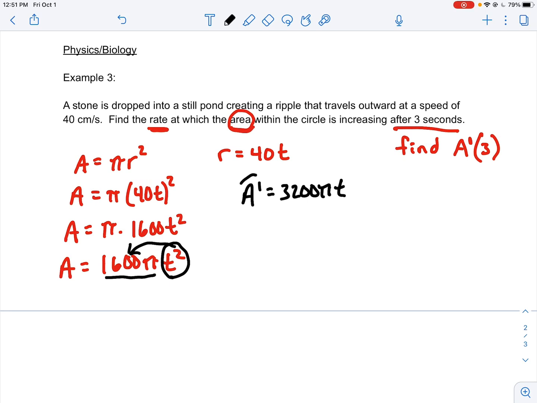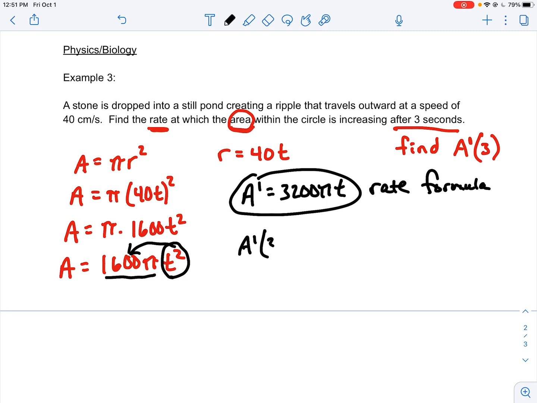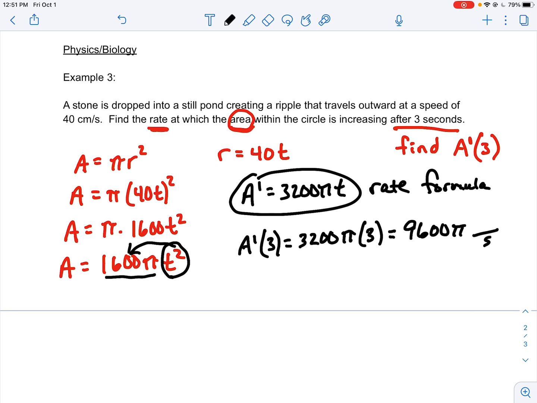So this right here represents our rate formula. So we want to know what the rate is, how much it's increasing after 3 seconds. So we want to know what is A prime of 3. Well, that's 3200 pi times 3, which in this case is going to be 9600 pi. But now you have to remember your units. Since it's a rate, we know it's per second. They gave us that in the problem.